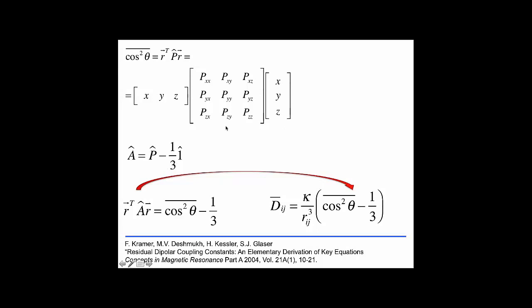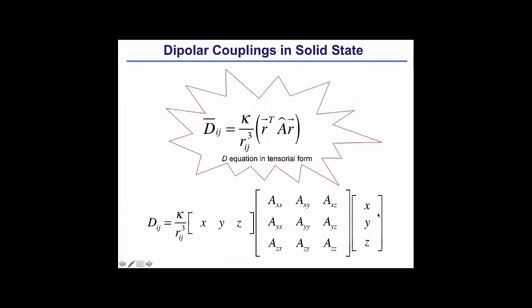Also, in the literature you will see the alignment tensor, that is the probability tensor minus 1/3 of the unitary tensor. And then we arrive at the conclusion that this cosine square average minus 1/3 is equal to this in tensorial form. So here is what I would call the generalized equation for the dipolar coupling, because if you use the tensorial form, it doesn't matter if it is in solid state, in isotropic solution, or in any anisotropic conditions. And here is an expansion of this equation.